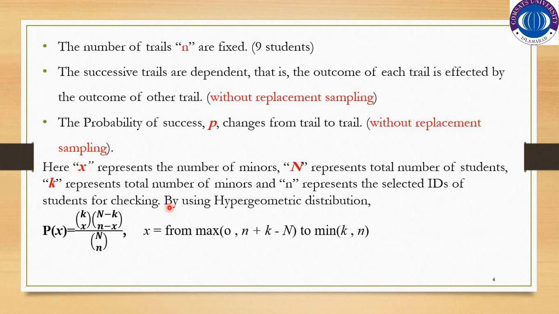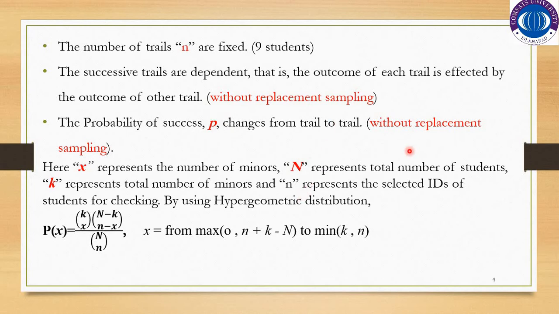The last property is that the probability of success changes from trial to trial. As it is the without replacement case, we already know that in the case of without replacement, the probability of success will surely change. It will not remain constant. X represents the number of minors, as our success is that we find out that the student is a minor, so X will be associated with this.